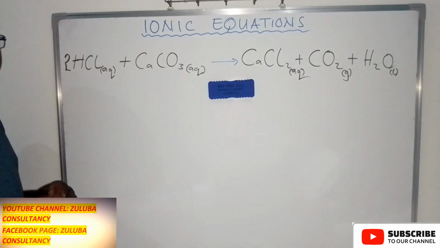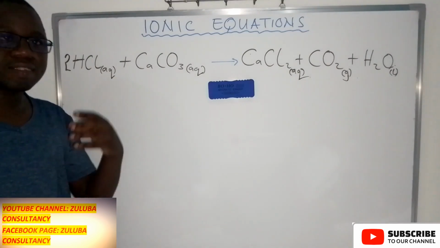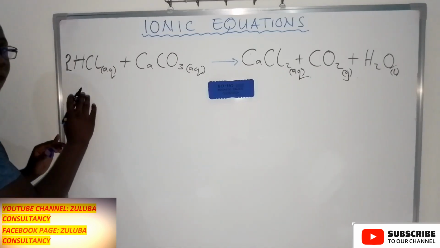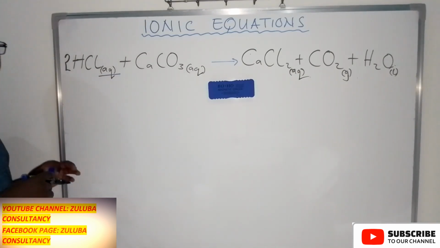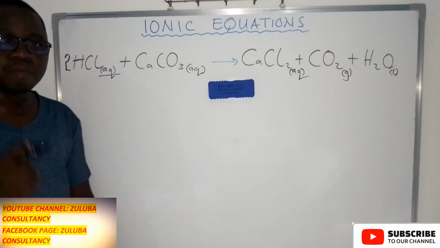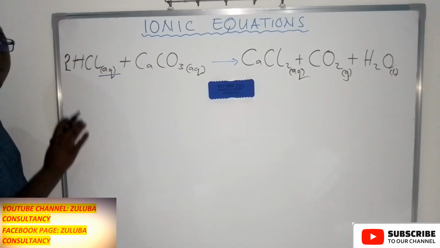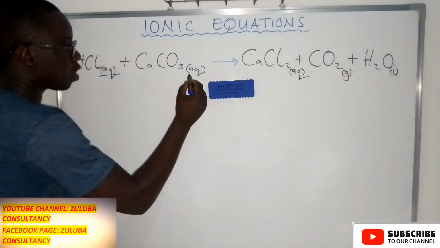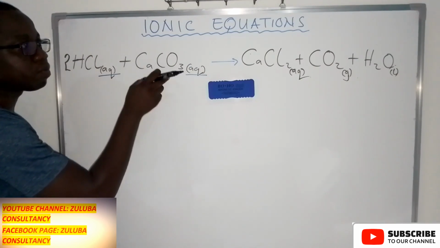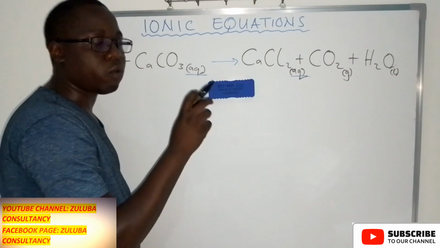When you look at the equation that we have, there are state symbols. These state symbols help us to know the state in which each compound is. When you look at the first one, hydrochloric acid, it has a state symbol AQ that represents aqueous. If a compound has this state symbol AQ, it simply means this ionic compound is soluble. So hydrochloric acid can form ions. This also means that calcium carbonate, because it has AQ, we are also going to split. Calcium chloride also, we are going to split because it has AQ, which is aqueous.